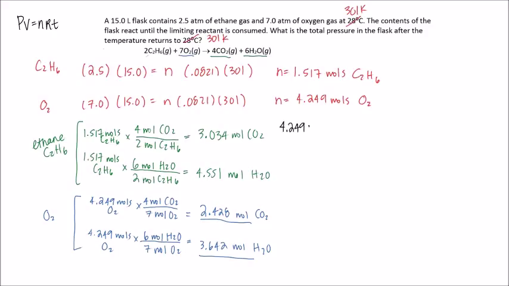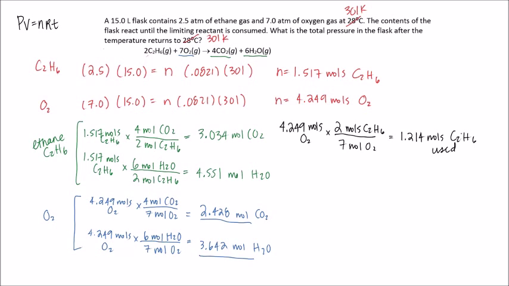So 4.249 moles of O2. We said all of this reactant is going to be consumed because it's the limiting reactant. So we just got to figure out, based on this, how much of the excess reactant, which would be ethane, how much of that will be consumed. So 2 moles of ethane, which is given to us up here, and then 7 moles of O2. That is our mole to mole ratio, and we figure out that 1.214 moles of ethane will be used.